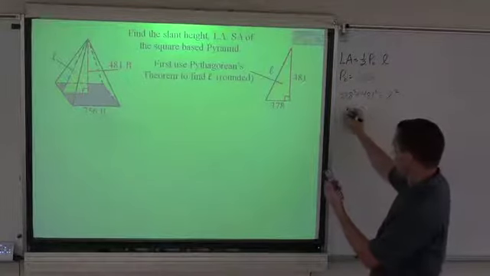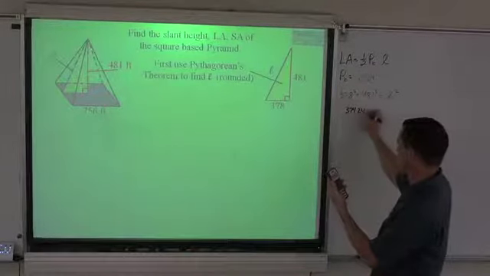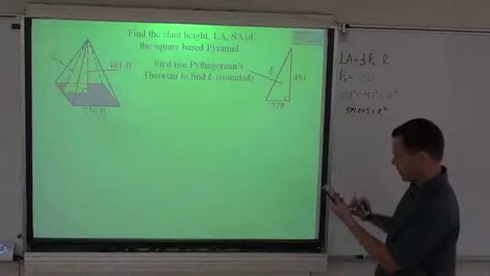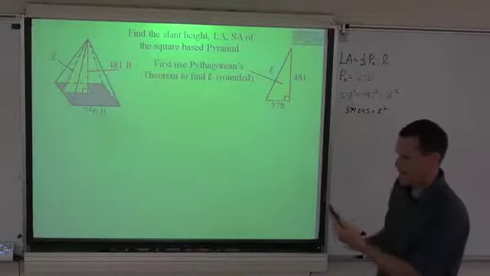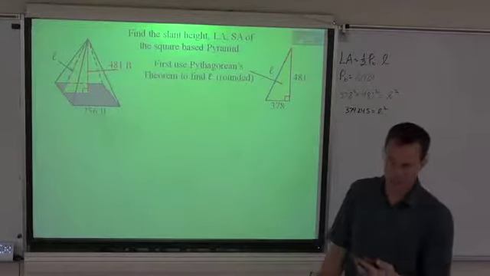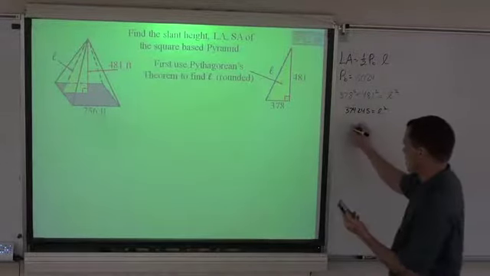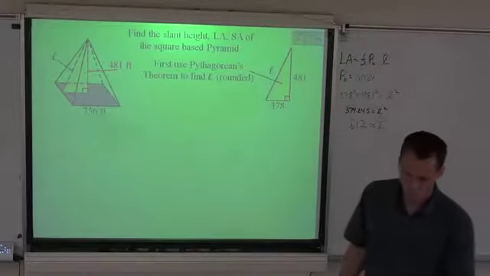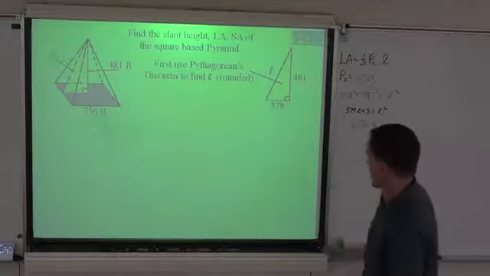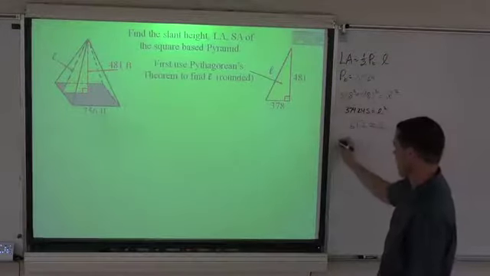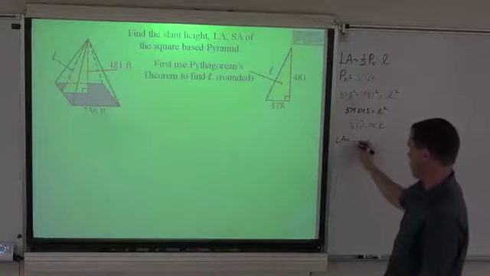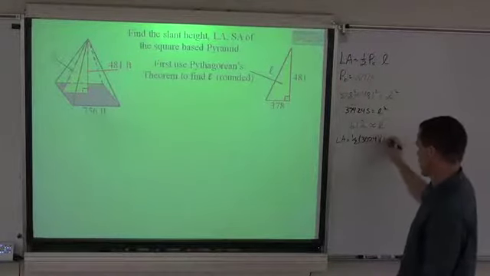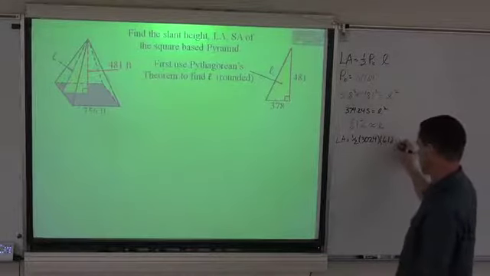I've got 374,245 equals L squared. Let's take the square root of that answer there. And we have a slant height of 611.7. So we're going to go ahead and say that it's approximately 612 for a slant height. Now, once we have the slant height, we can find the lateral area. And that lateral area is 1/2 the perimeter of the base times the slant height, 612.